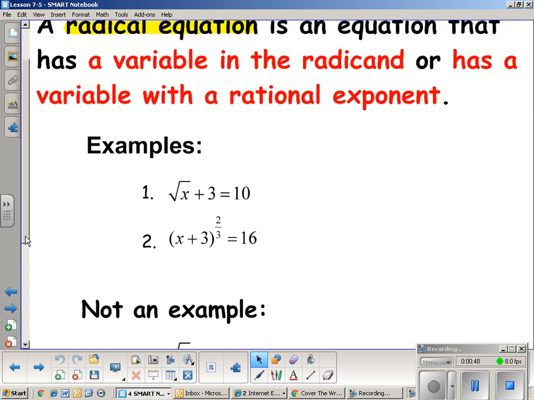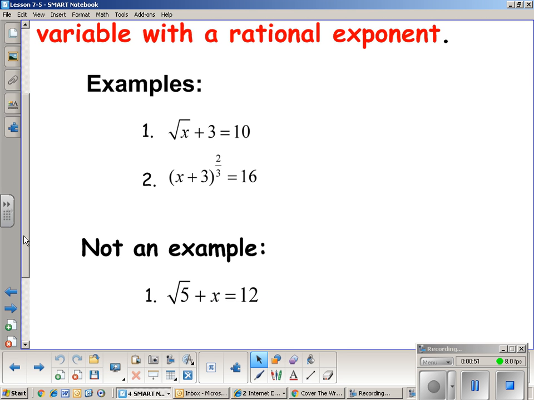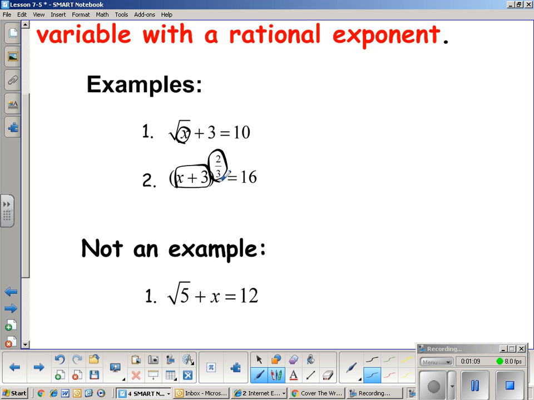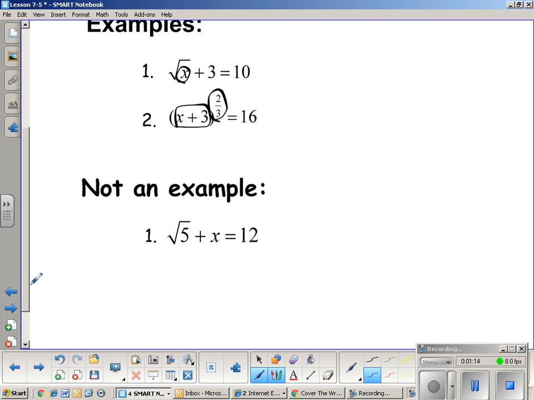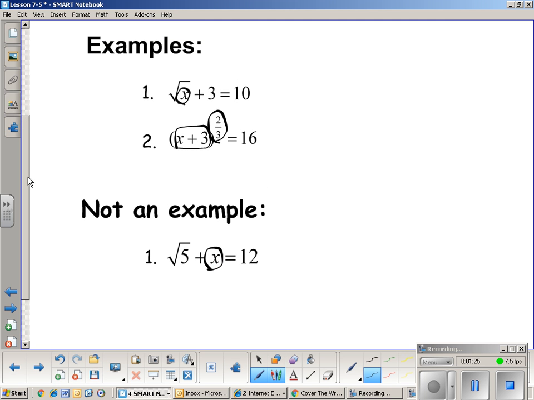Okay? I'm not solving here. I'm just saying this is what a radical equation looks like, where the variable is in the radicand or it's being raised to a rational exponent. This is not an example of a radical equation because the variable is not in the radicand. Okay? So these are examples of radical equations.